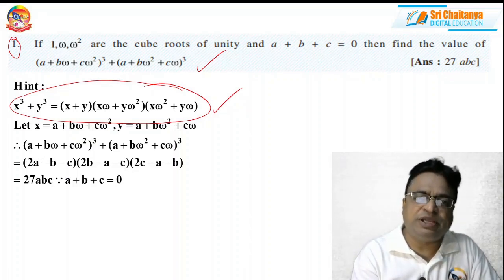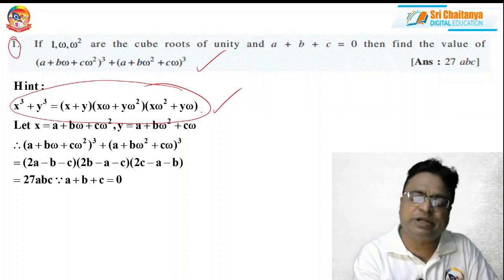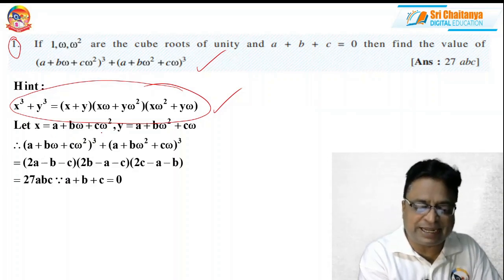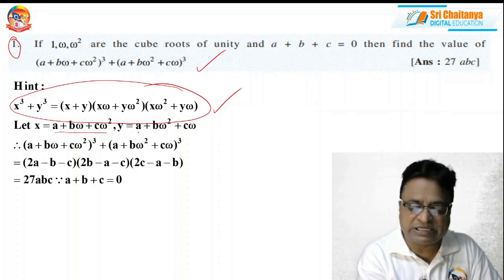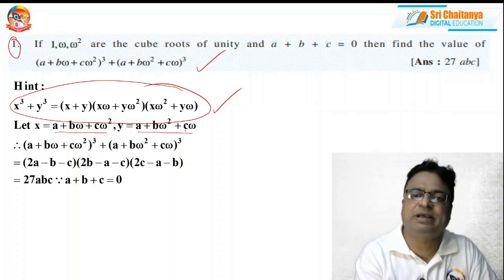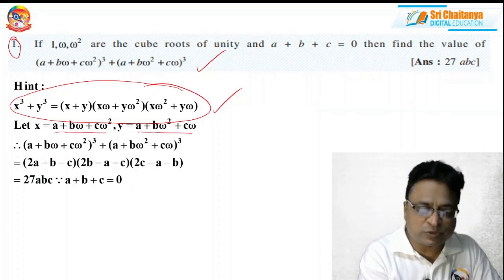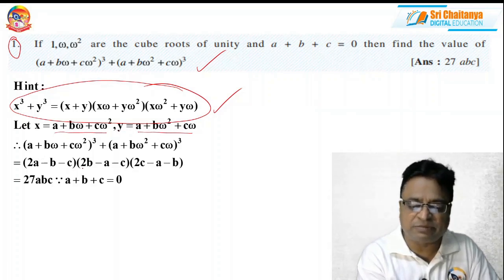So here what I am doing is, we know that x cube plus y cube is (x plus y) into (x omega plus y omega square) into (x omega square plus y omega). Here, you just take x as a plus b omega plus c omega square and y as a plus b omega square plus c omega. Then automatically x cube plus y cube equal to, what is x plus y? X plus y means this plus this. That means a plus b into (omega plus omega square) plus c into (omega square plus omega). After simplification, that becomes what? 2a minus b minus c.